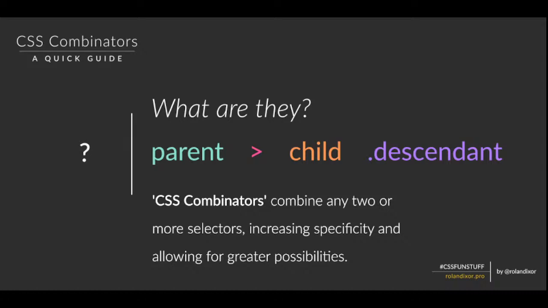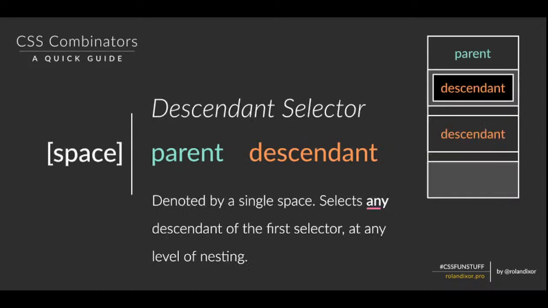They basically combine 2 or more selectors, increasing specificity and allowing for greater possibilities. And as you can see, you can actually combine different combinators as well. So in this case, I have the descendant combinator plus the, trying to remember the other term for it. Alright, I'll pull them up because it's hard to remember these offhand.